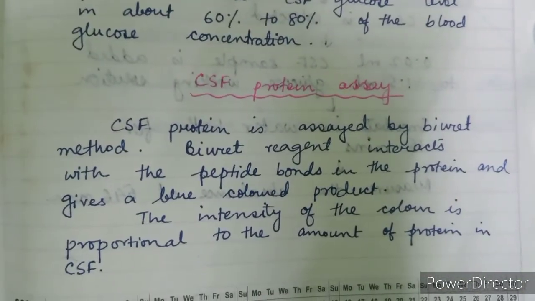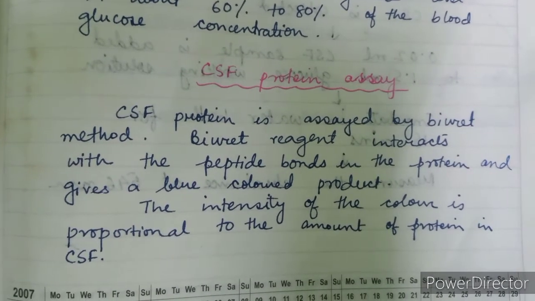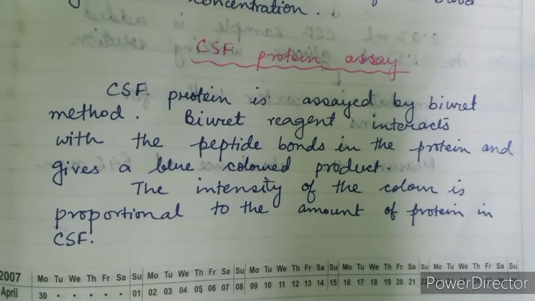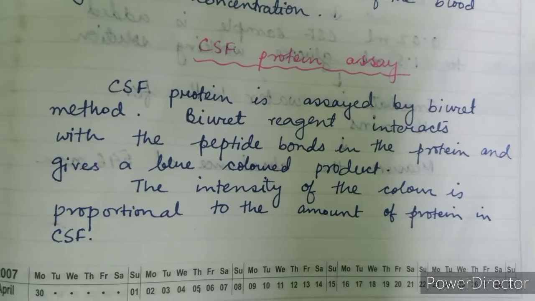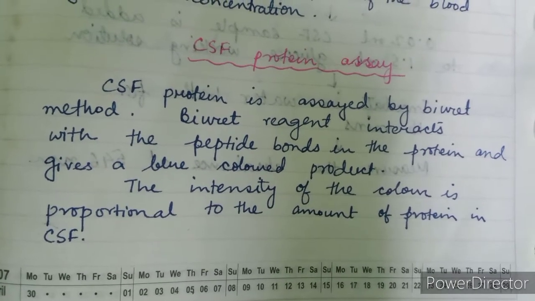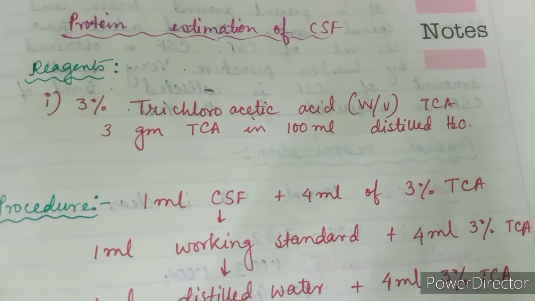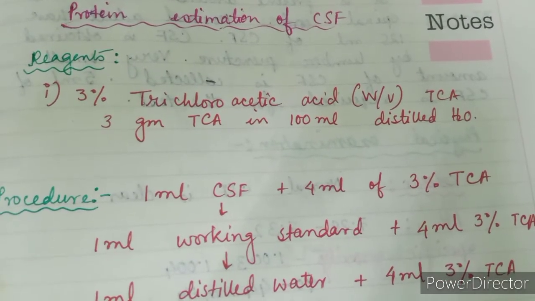Next is CSF protein assay. CSF protein is assayed by the biuret method. Biuret reagent reacts with the peptide bonds in the protein and gives a blue colored product. The intensity of the color is proportional to the amount of protein present in the CSF. There is another method of protein estimation of CSF, that is by using trichloroacetic acid.